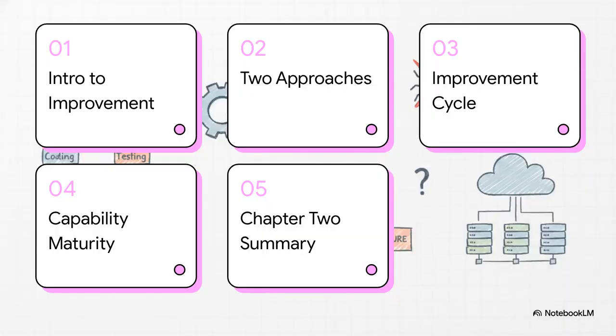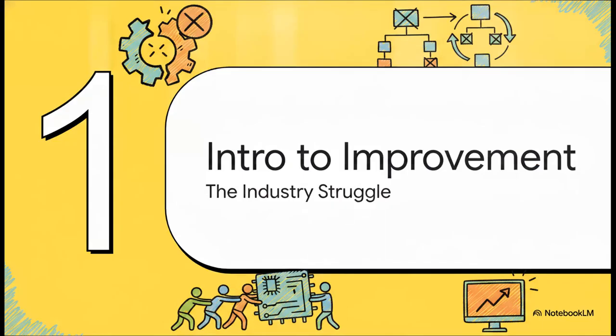Okay, here's our roadmap for today's session. Feel free to structure your notes around this. 1. Introduction to process improvement. 2. Two approaches to improvement. 3. Process improvement cycle. 4. The capability maturity model. And finally, 5. Our chapter 2 summary. All right, let's kick things off with section 1, Introduction to Process Improvement.